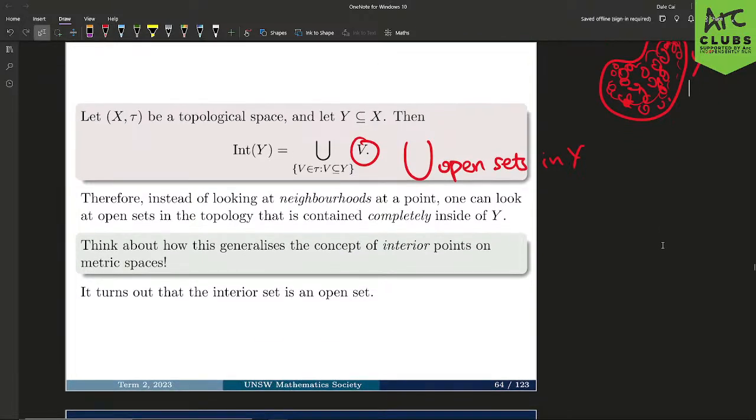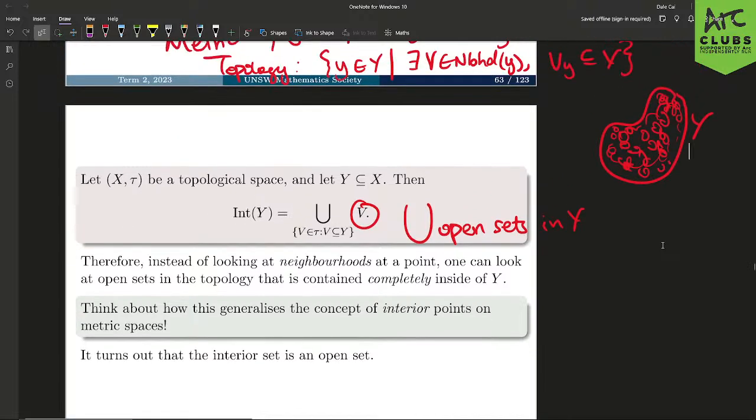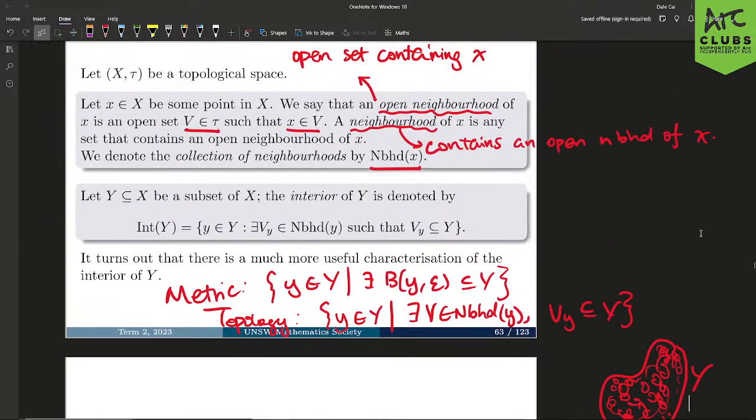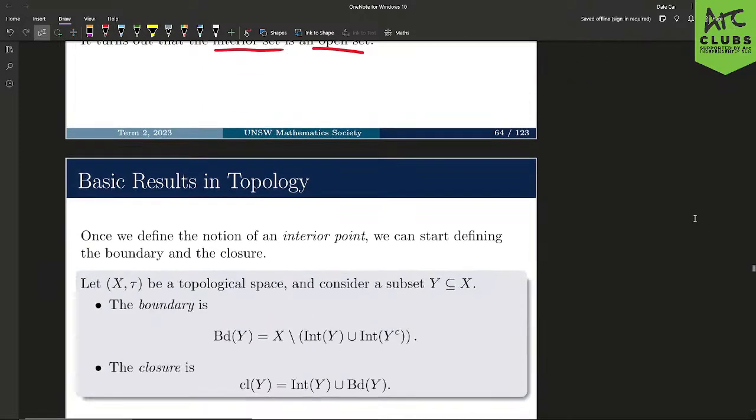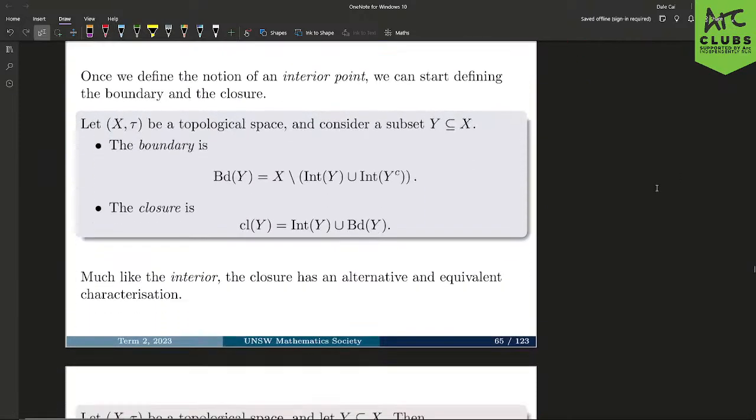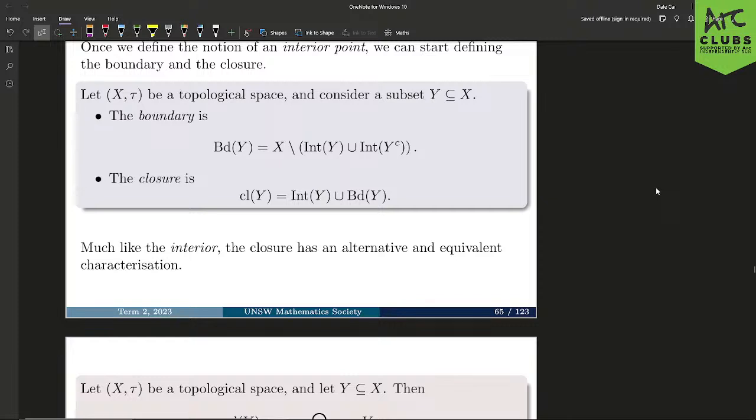And then we can think about how this generalizes the concept of interior points on metric spaces. I kind of talked about it already. And yeah, the interior set is an open set. Okay, some more definitions. These are exactly like we know already. It's just now the interior is defined in a topological sense. But apart from that, everything's the same.